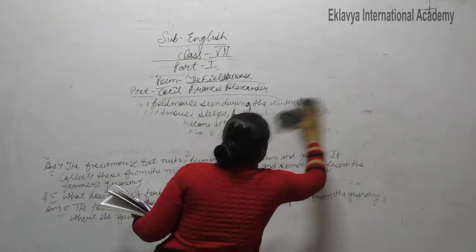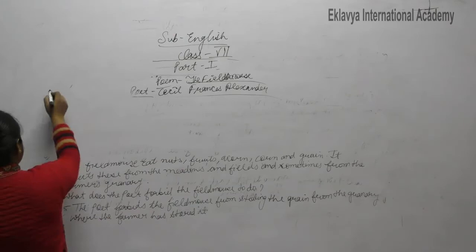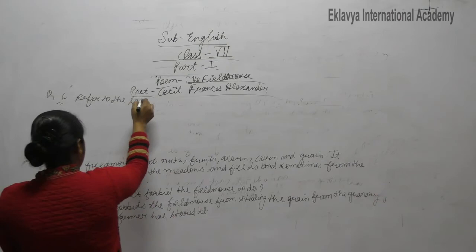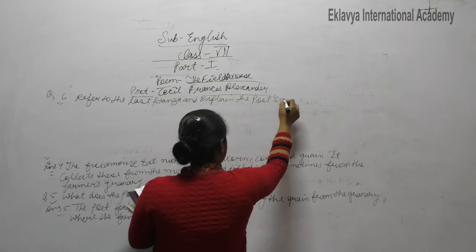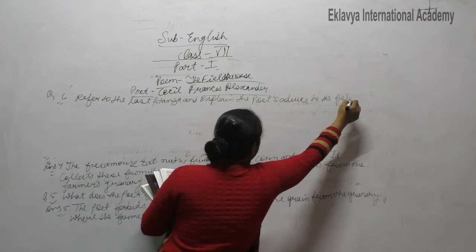Question number 6. Refer to the last stanza and explain the poet's advice to the field mouse.